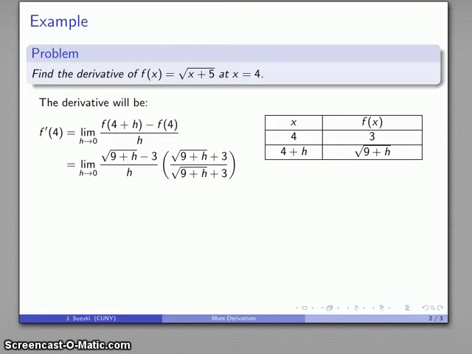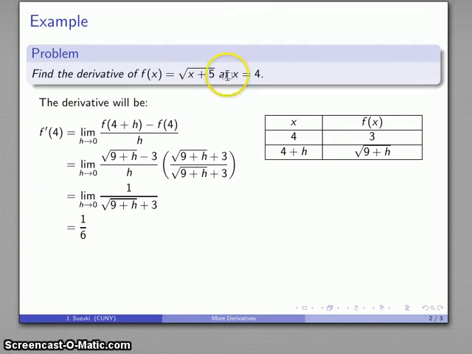In this case, I'll multiply by the radical conjugate, simplify, simplify, simplify, and now I can evaluate this limit as h goes to 0. So as h goes to 0, 1 stays 1, 3 stays 3, and square root of 9 plus h goes to square root of 9. Square root of 9 is just 3, so this is 1 over 3 plus 3, and that simplifies to 1 over 6.